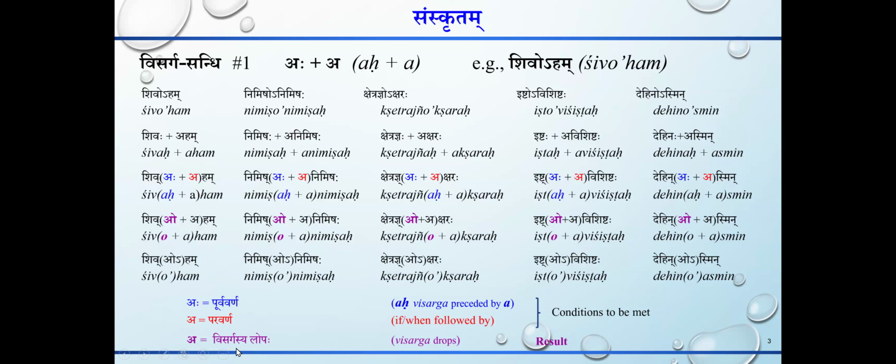Okay, so I will stick to the color code. The Purva Varna or the conditions to be met before the point of action, to the left of the point of action, will be in blue. And the condition to be met by whatever there is after the plus sign will be in red. And the change that happens, whether it's for the Purva Varna or Paravarna, the result of the reaction will be in purple. Okay, so this is the process.